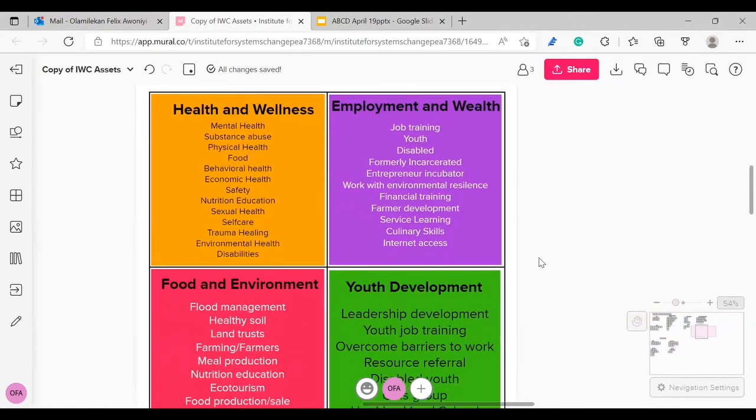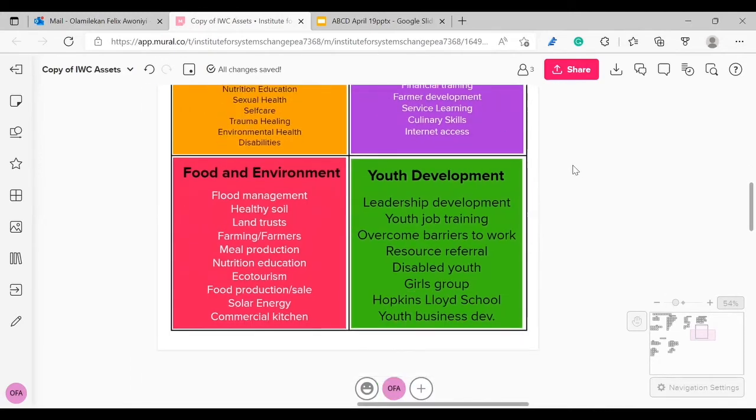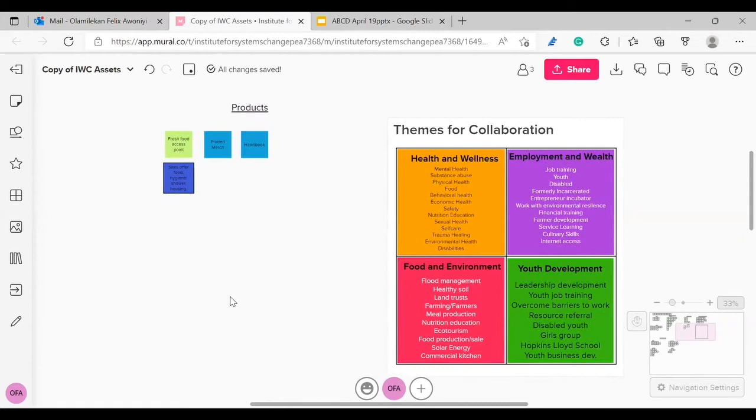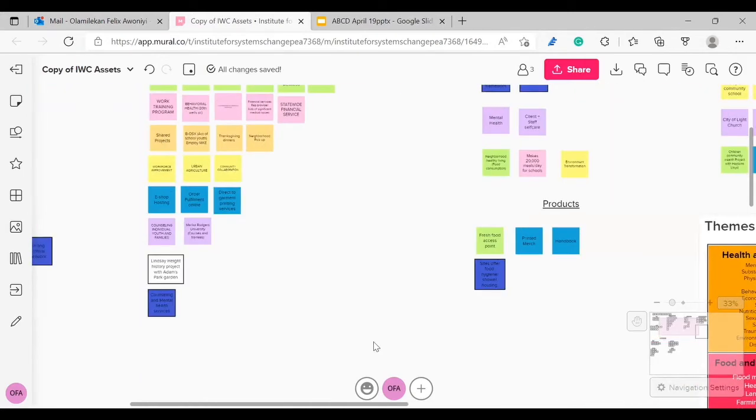And these are the 4 themes that we came up with from the assets, which are health and wellness, employment and wealth, then food and environment, youth development. And we tried to list all the opportunities that are available for collaborations for these organizations. Just like Christian said, this information can be subject to change anytime, depending on feedback and the contributions from each organization. Yeah, I will stop sharing my screen now.